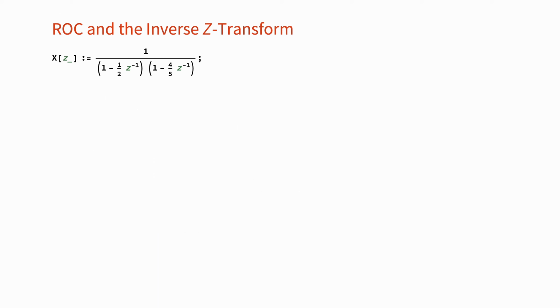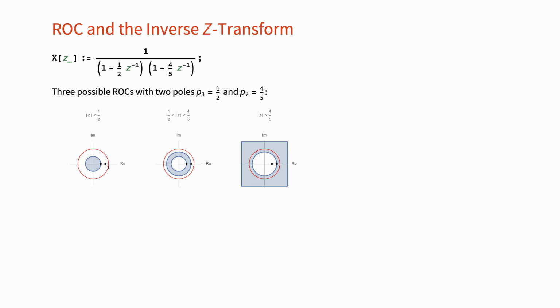The examples that we have looked at so far all assumed system causality, and therefore an ROC that spans the exterior of a circle marked by the largest pole. Although this is probably the most common case encountered in practice, it's also important for us to consider other cases for the ROC for a given Z-transform. For example, for the Z-transform shown here, with the two poles 1/2 and 4/5, we will have three different cases for ROCs. Let's find the inverse Z-transform for each of these three different cases.